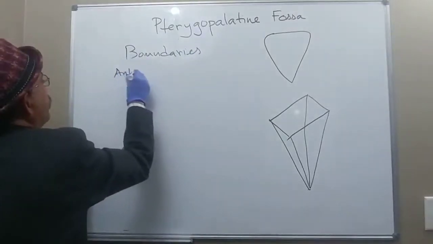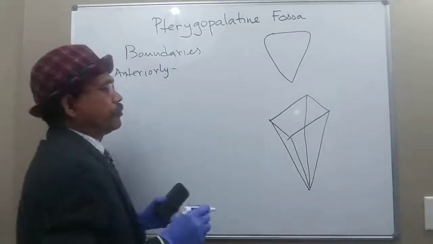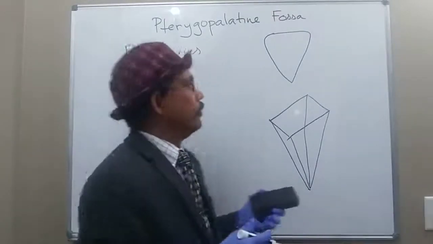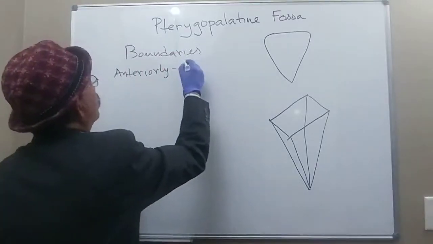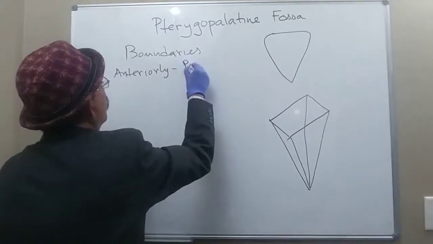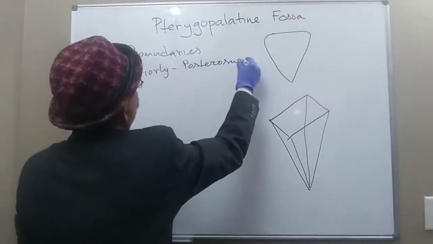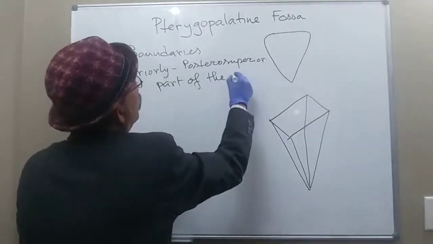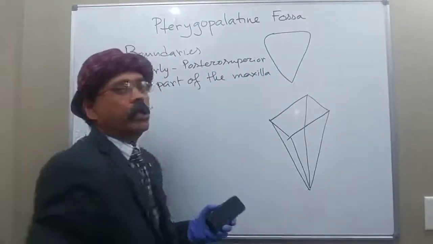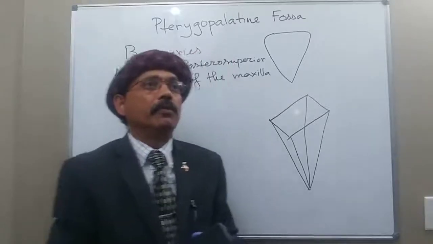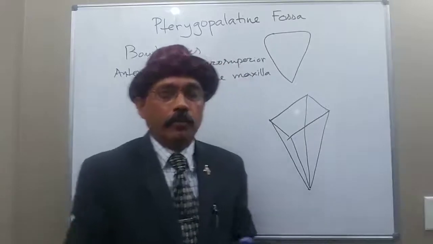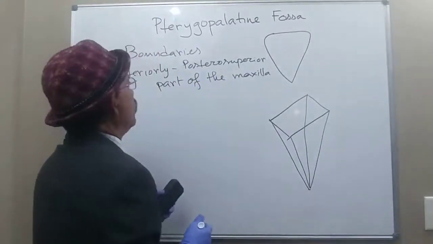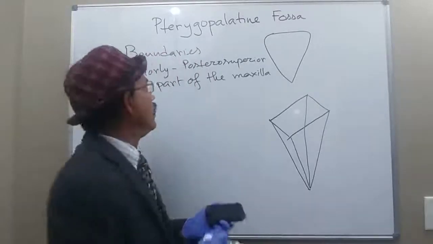Anteriorly, it is bounded by the posterosuperior part of the maxilla. So it is behind the maxillary sinus, bounded by the upper part of the posterior wall of the maxilla.